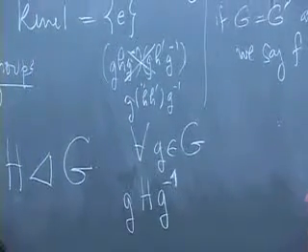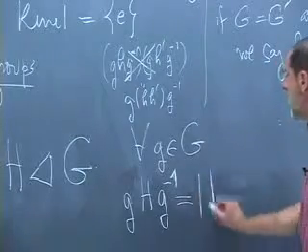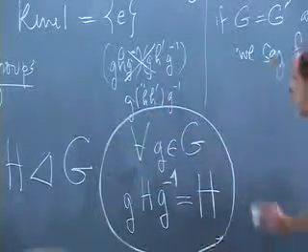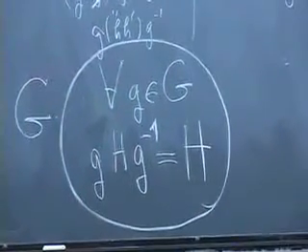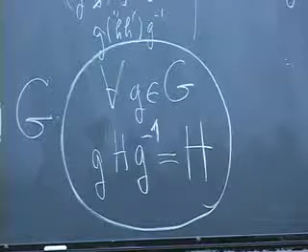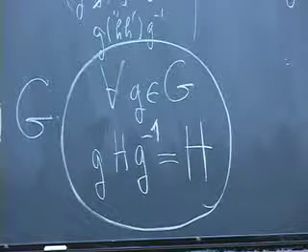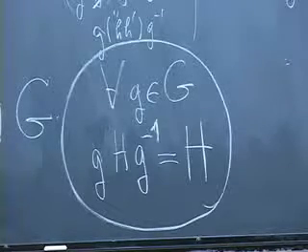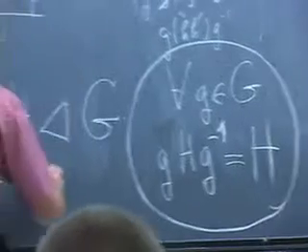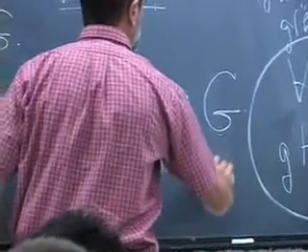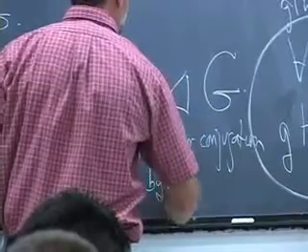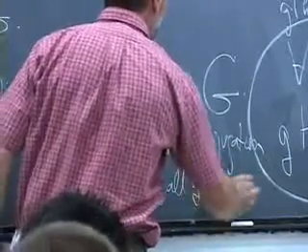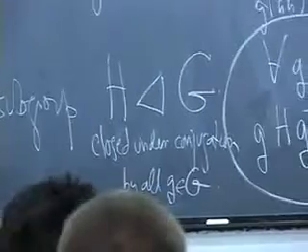A normal subgroup is one where this is always equal to H. So we might say, if we call multiplication on the right by g and on the left by g inverse conjugation, because that's what it is, then we might say the normal subgroups are closed under conjugation by all elements g in G. It's clear it's closed under conjugation by elements in H.